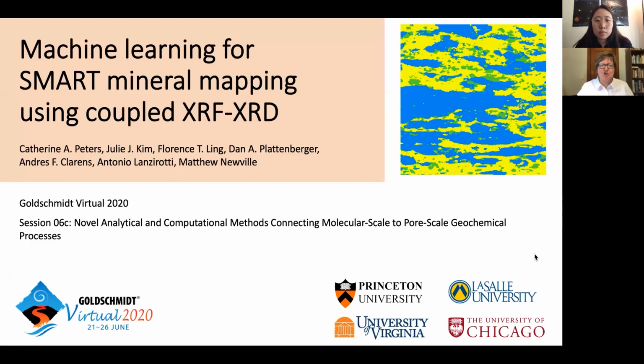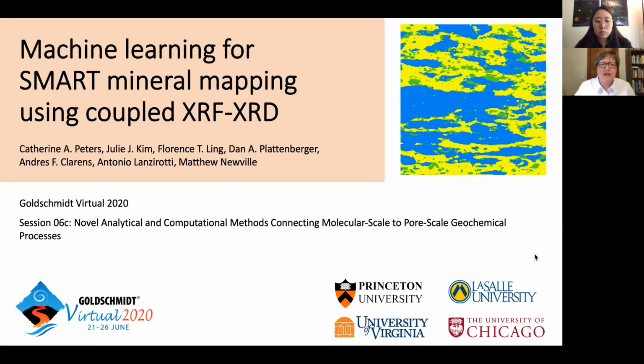This project is a joint collaboration with the University of Virginia and LaSalle University, and it involves beamline scientists at the Advanced Photon Source. This work is motivated by the need to see spatial patterns of minerals. This is essential for characterizing geological materials in terms of their reactivity, toxicity, porosity, permeability, wettability, strength, and texture. And it is relevant for rocks, mine waste, sediments, and cements.